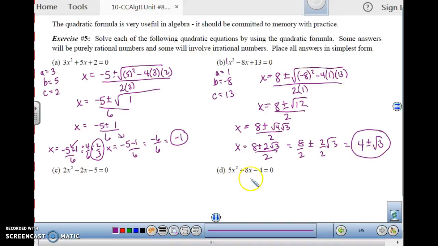Okay, why don't you try the last two on your own and see what you get. I will tell you one of them is rational and one of them is irrational.